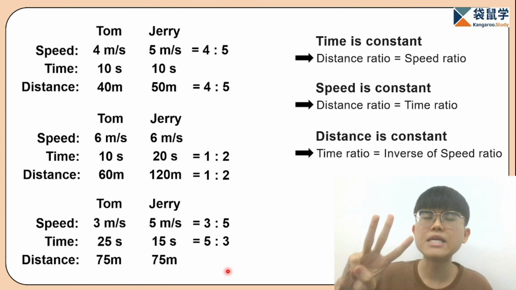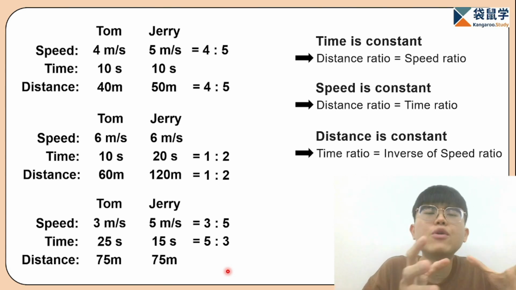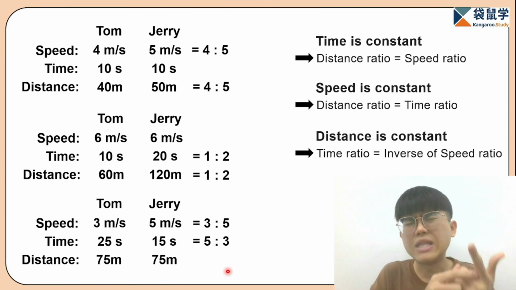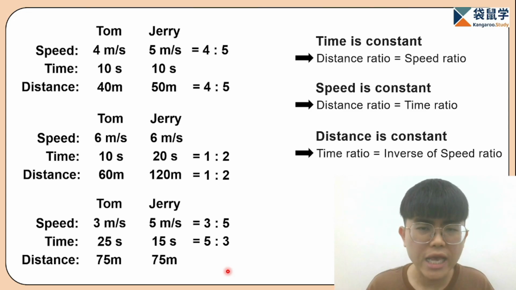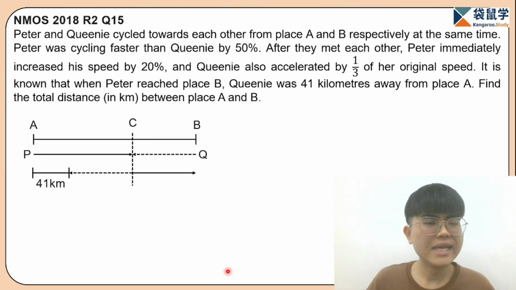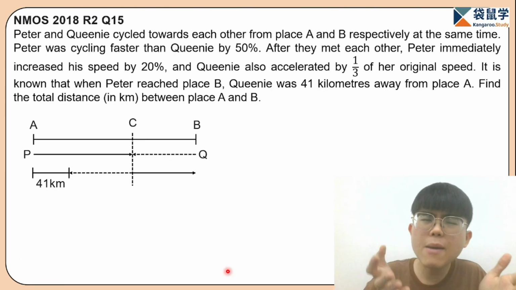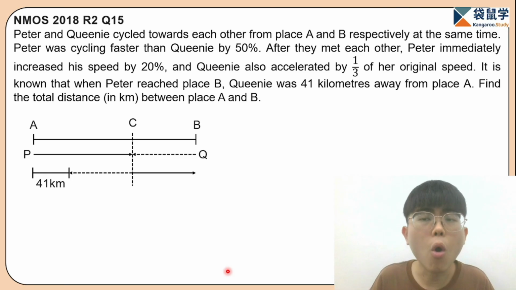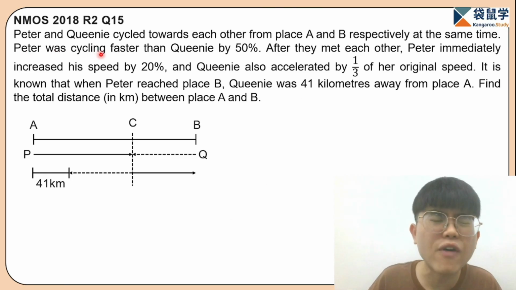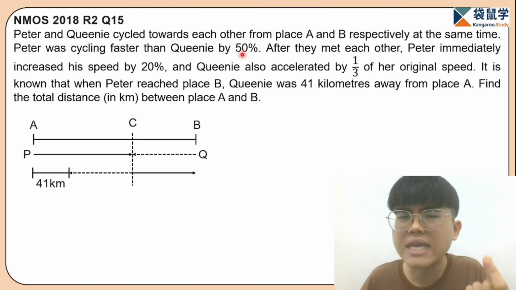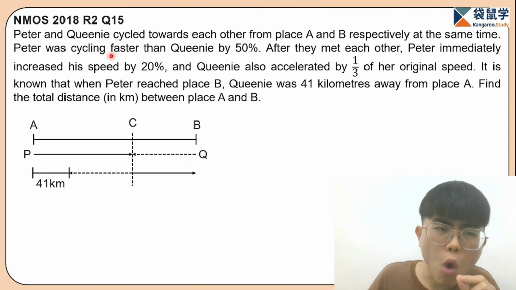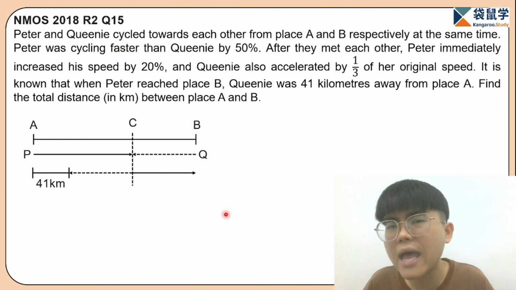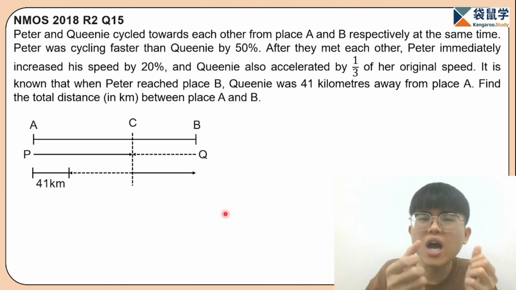So these are the three things that we learned from our examples, which is the relationship of speed, distance, and time in terms of ratio. Now, when we know about this relation, we can go back to our question. So everyone, in this case, are we able to get any ratio here? You see everyone, in this sentence right here, we say that Peter was cycling faster than Queenie by 50%. Now everyone, when you see a question saying something is faster than or slower than, we can know this is actually a ratio.